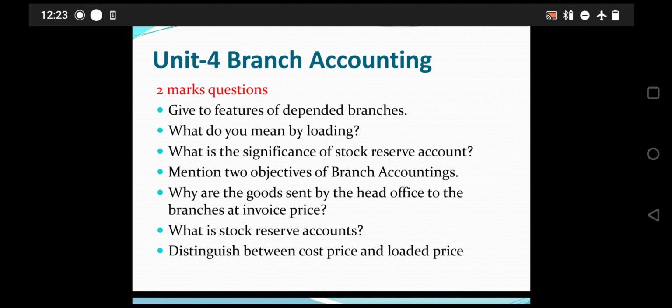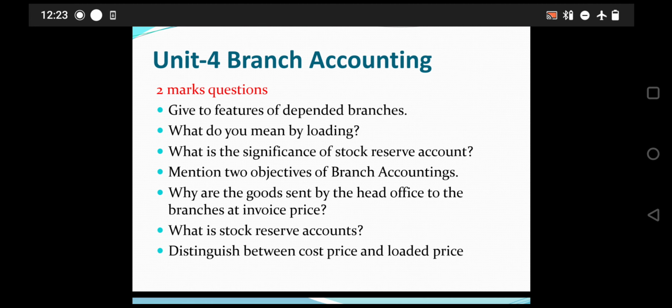Then we have, what is the significance of stock reserve ratio? We will call it SRR. Stock reserve ratio will be calculated to know whether the stock is being used effectively or not. If we have effective utilization of stock, then by using the stock reserve ratio we can identify it.